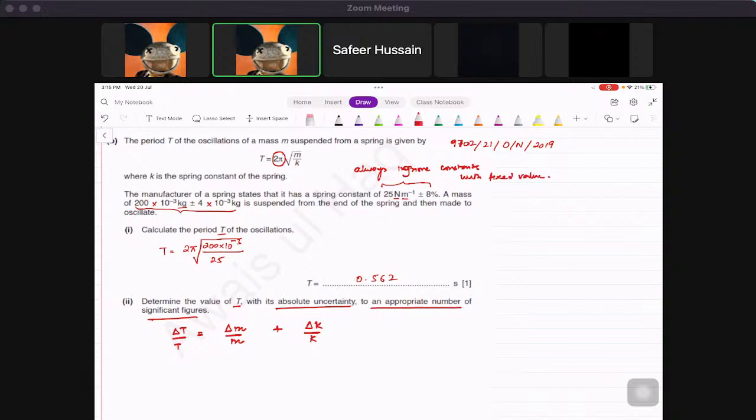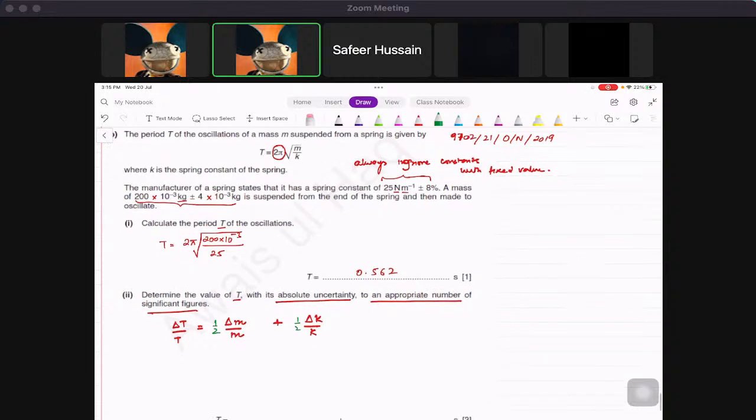Now both of them have a power of half, so I'm going to multiply half and I'm going to multiply half. Why? Because there is an under root there. Now what you do, write delta t over 0.562 equals half. Mass uncertainty was 4 times 10 minus 3 divided by 200 times 10 minus 3, like that, plus half.